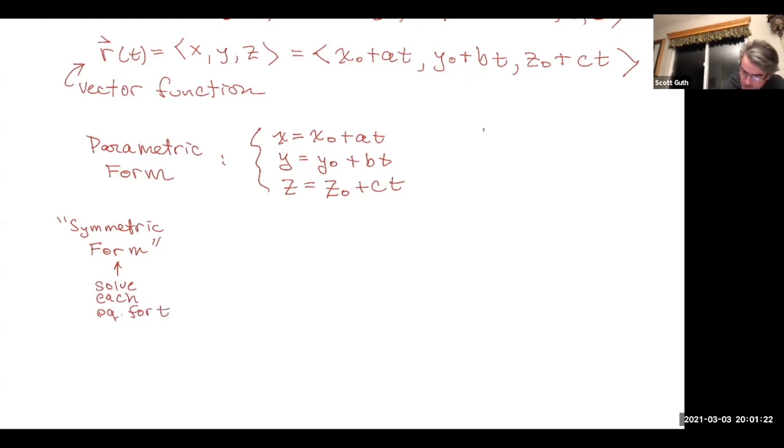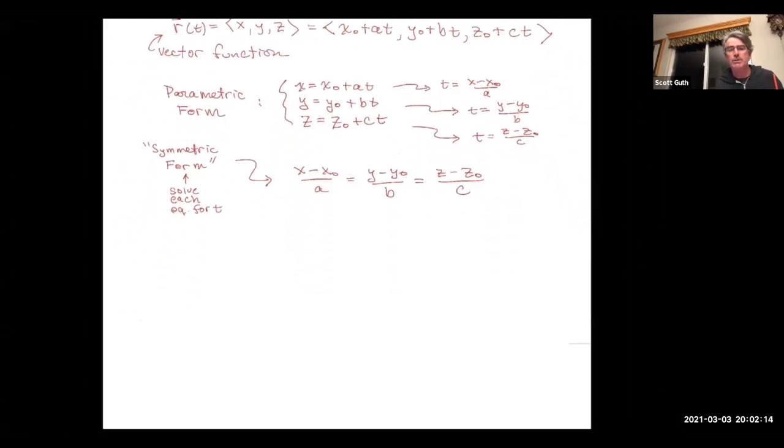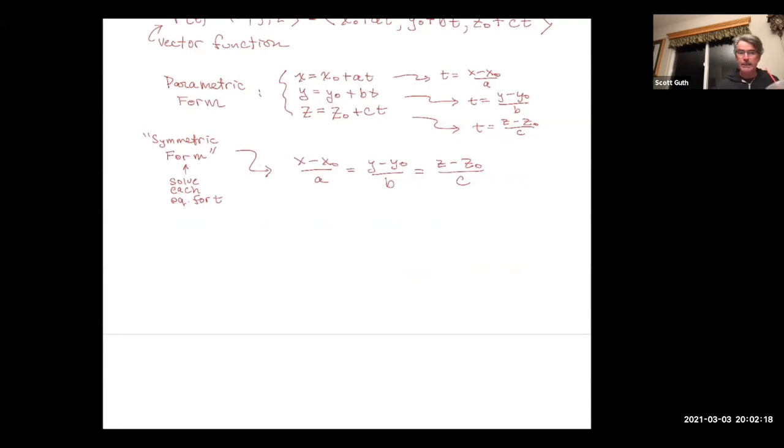So like on the first one, T is equal to X minus X naught over A. That's the first one. And the second one, T is Y minus Y naught over B. And then on the third one, T is Z minus Z naught over C. And so the symmetric form looks like this. X minus X naught over A equals Y minus Y naught over B equals Z minus Z naught over C. And so for every point X, Y, Z on this line, those three expressions are all the same number. And they are T.